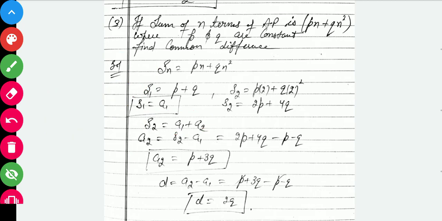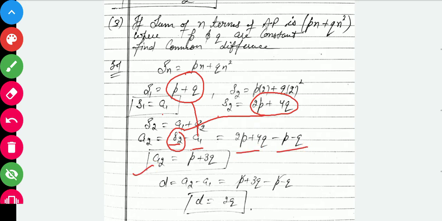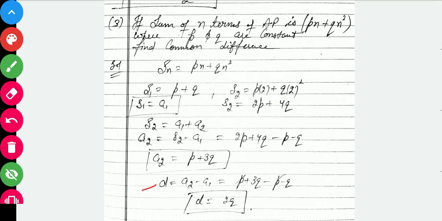So we have to find the value of A2. A2 is equal to S2 minus A1. Now put the value of A2 and A1 from here. This is the value of A1, and S2 is the value of this. Put these values here, solve it, you will get A2, then find D, which is equal to A2 minus A1. Subtract both, you will get the value of the common difference.